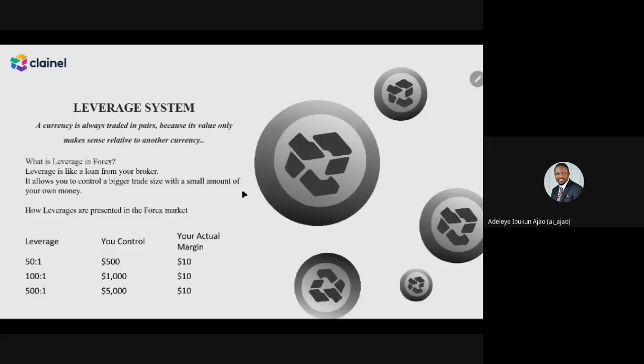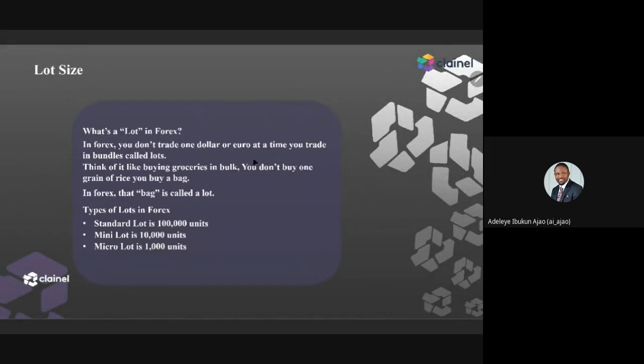One lot size is equal to 100,000 units. 0.1 lot size is 10,000 units, and 0.01 lot size is 1,000 units. Because in Forex, you trade in bulk, you don't just trade $1 against €1 and expect profit to come out. Profit will come out, but not as much as you expect. So this is where the pip value, the lot size, and the forex leverage system all play hand in hand to make you profits in the market. Now I'm going to explain something with 100,000 units, which is your one lot size, your standard lot size.